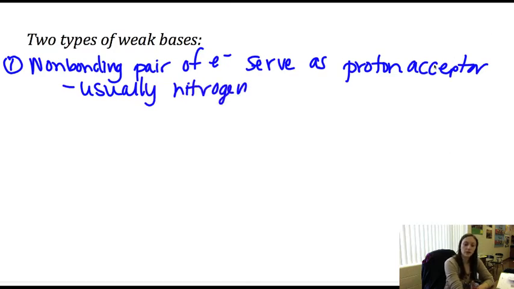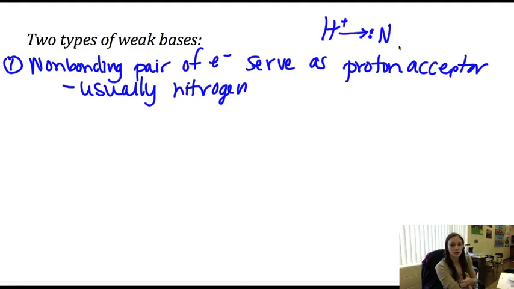So if something has a free set of lone pairs, that free set of lone pairs can serve as a spot to then take a proton. A lot of times nitrogen has a lone pair, so an H+ can come right along and attach to that. Because H doesn't have any electrons, and nitrogen has two to spare, they're going to end up sharing, and then you're going to have the bond there. So that's the first type of weak base.